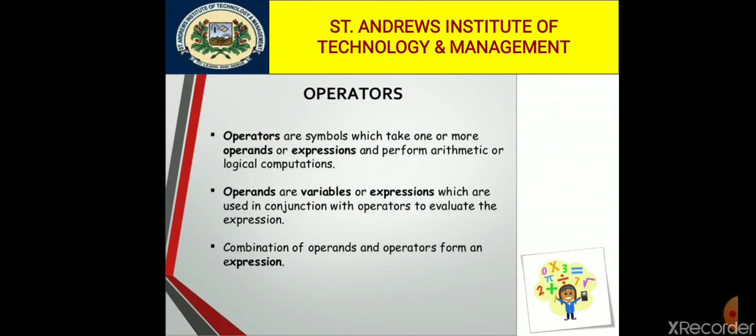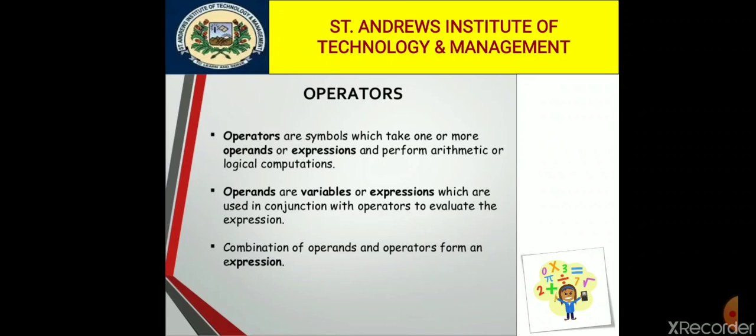First topic is operators. So what is an operator? Operators are symbols which take one or more operands or expressions and perform arithmetic or logical computation. That means, in other words, we can say that an operator refers to a symbol that represents a particular operation to be performed on data.